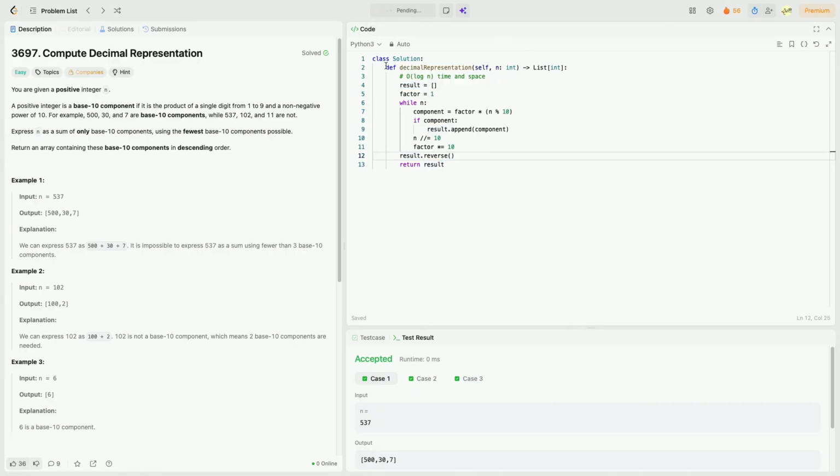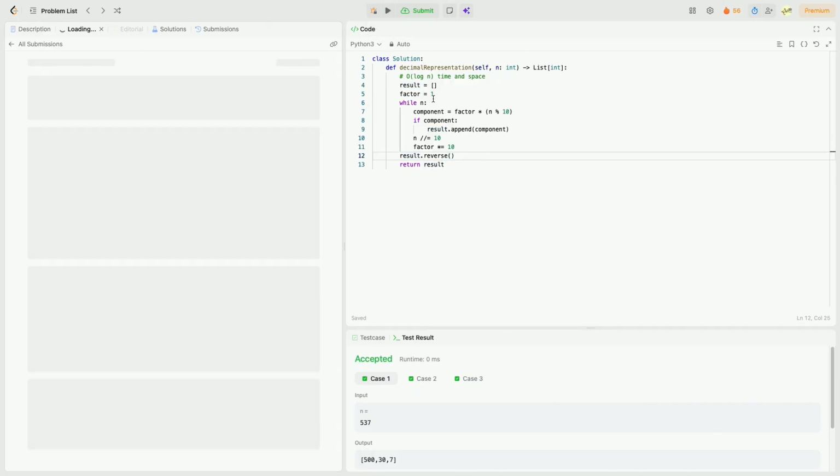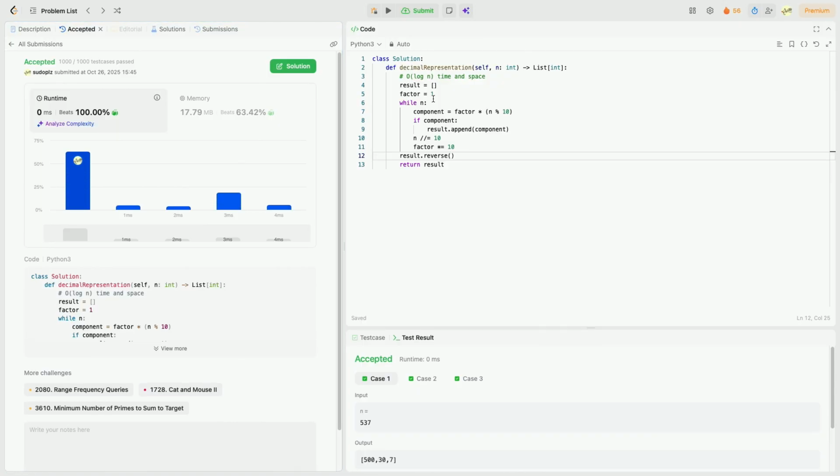Right, so now let's submit it to see if it passes all of the test cases. And it most certainly does. So yeah, awesome. That's that.